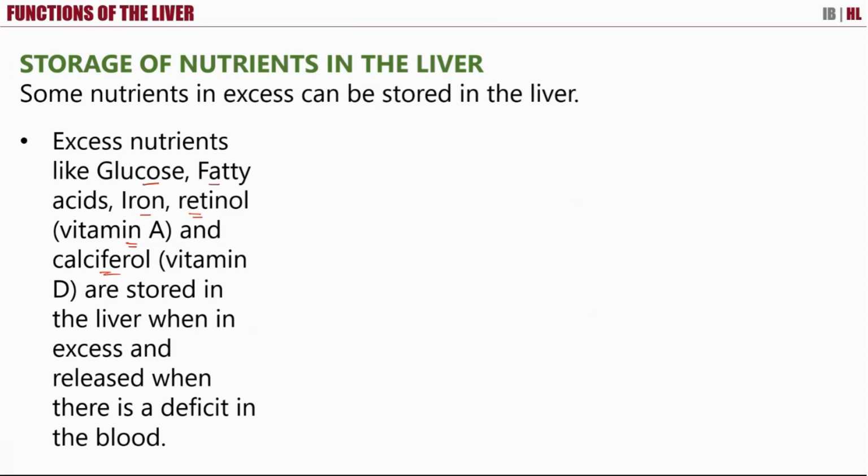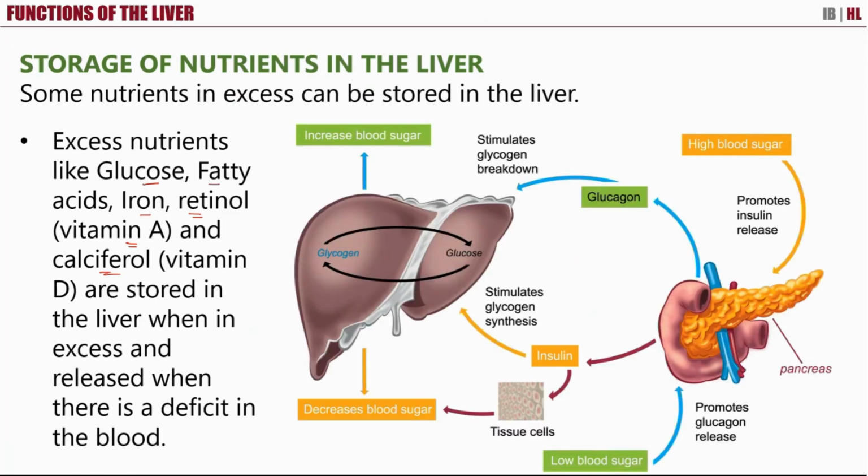They are released when there is a deficiency in the blood. Okay, clear? Now, some of these chemicals can be synthesized in the body, while some of these chemicals cannot be synthesized. Like vitamin A and vitamin D, this is something which your body can produce on its own. But there are some vitamins which cannot be synthesized. So those you need to take directly from your food.